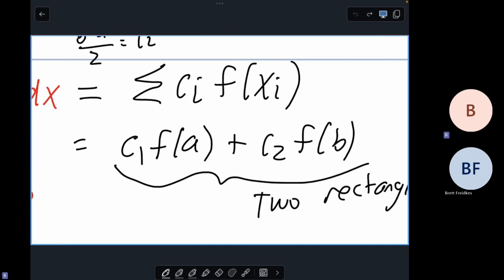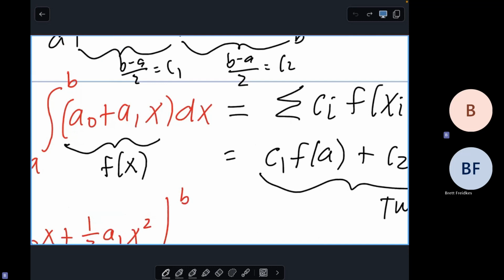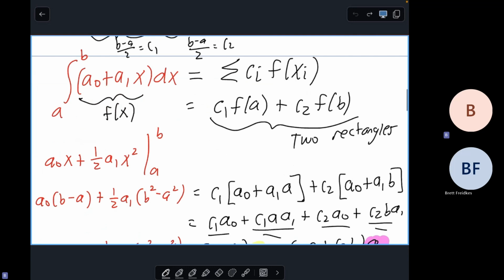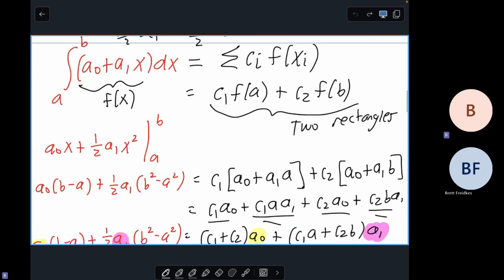How many unknowns do I have in this expression? A and B, those are the bounds. 2. So why do you think I choose linear? Because there's only 2 unknowns. That's exactly why. If I were to do method of undetermined coefficients, which I did in this whole class last time, you see that we have an A0 term and an A1 term. On the right side, we'll have an A0 term and an A1 term. We can match the coefficients. That will ultimately give us a system of equations that we can solve to find C1 and C2.